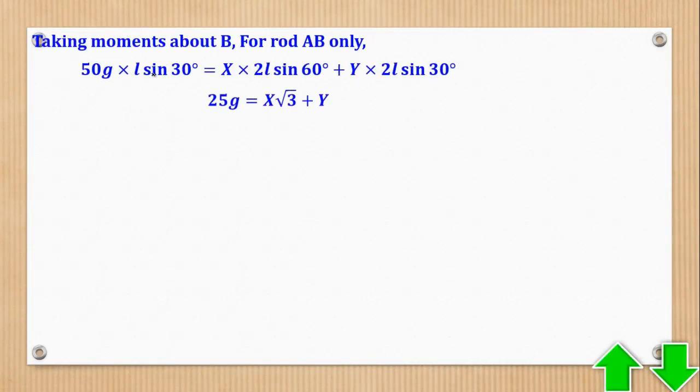So next is to simplify. Sine 30 is a half, so a half times 50 is 25, and with this g, that gives 25g. Then sine 60 is root 3 over 2, so the 2 cancels with this, and we remain with root 3 alone, and this L and this X, so the L's cancel. Then here sine 30 is a half times this 2 gives 1, so we remain with only capital Y. So that will be equation 1.